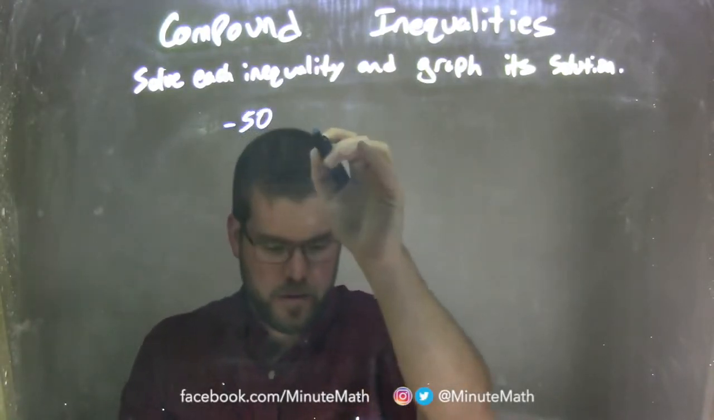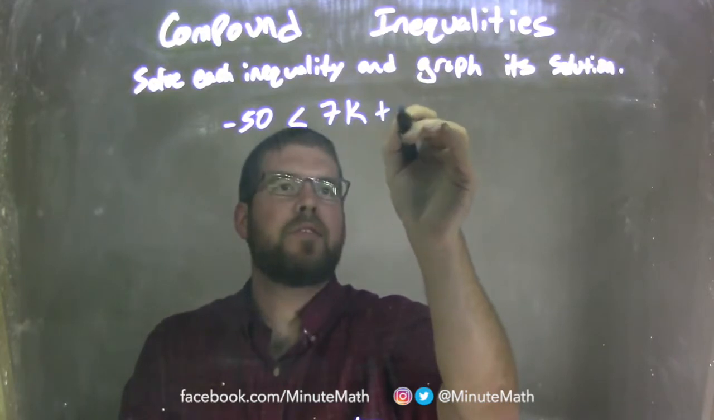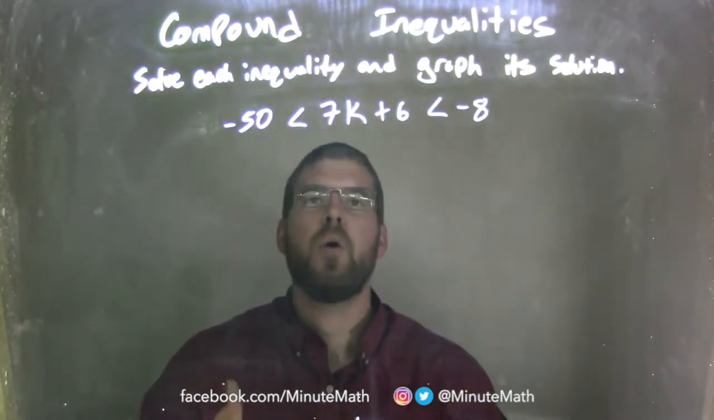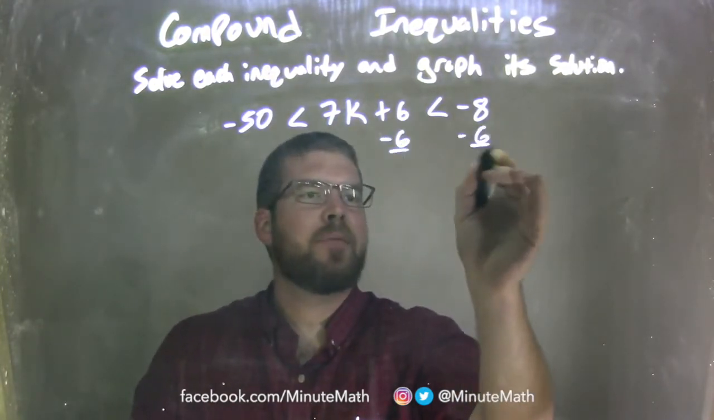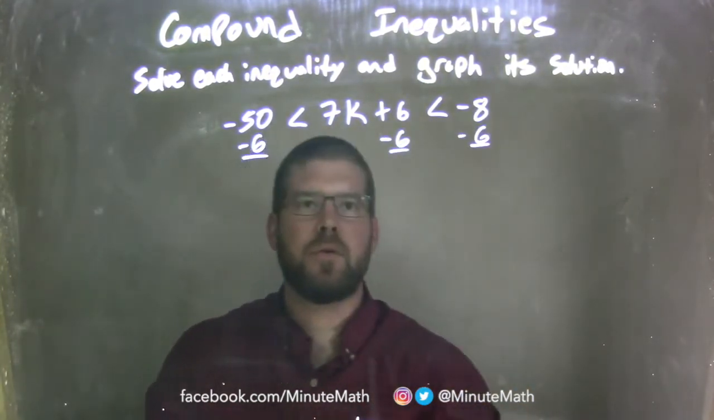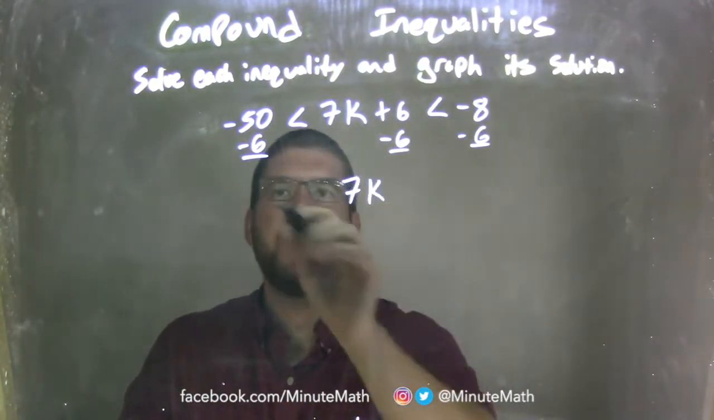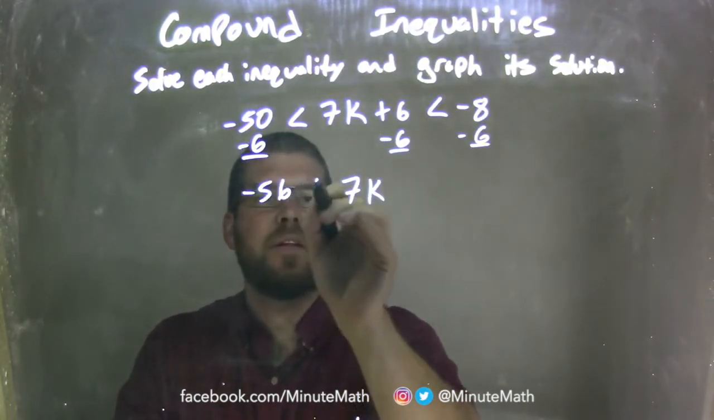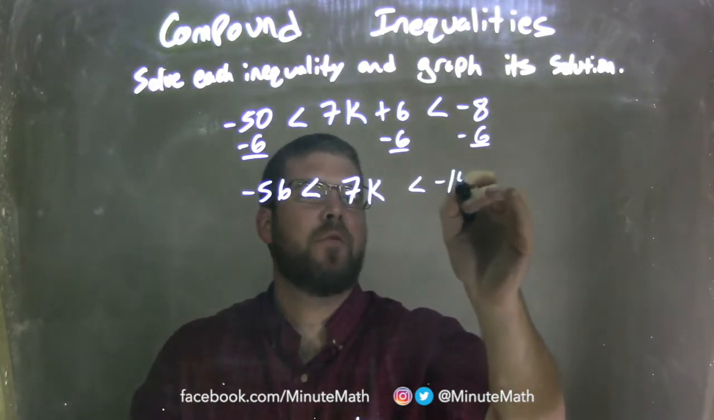-50 is less than 7k plus 6, which is less than -8. Okay? Well, first thing I'm going to do is subtract a 6. And when I subtract a 6, I'm going to subtract it from all parts, on the outside as well as the inside. That leaves me with 7k in the middle. And then -50 minus 6 here is -56, and that's still less than. And then less than -8 minus 6 is -14.